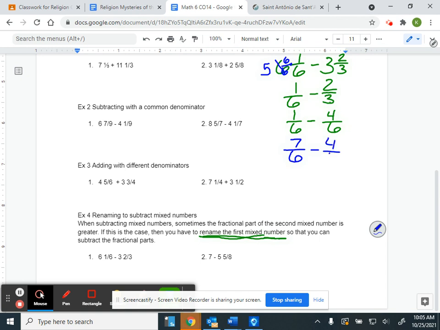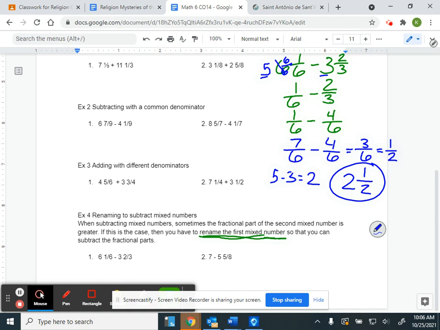Now can we subtract? 7 minus 4? Yeah, we can do 7 minus 4 is 3/6. And we want to simplify that, dividing our 3 out. And that would give us a half. So now we have our whole numbers. 5 minus 3 equals 2. So our answer would be our whole number and our fraction. So it gets a little more complicated when we have to rename that first mixed number.